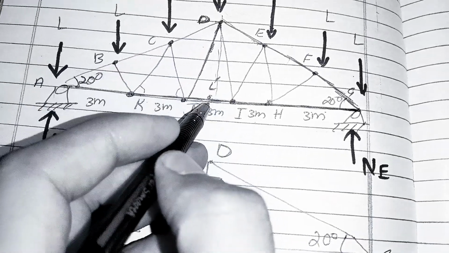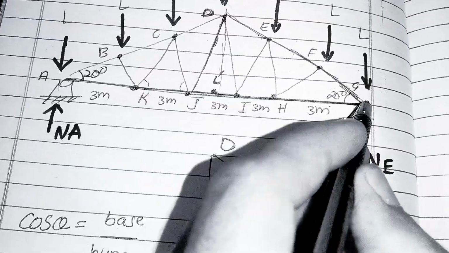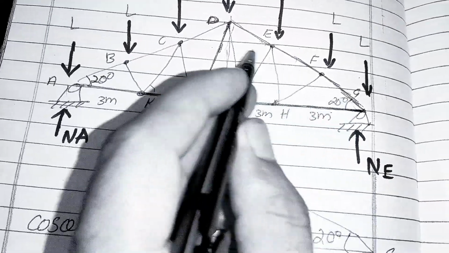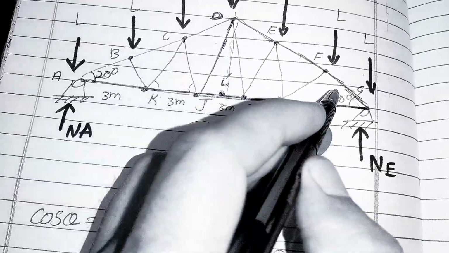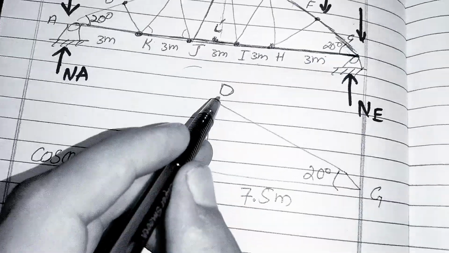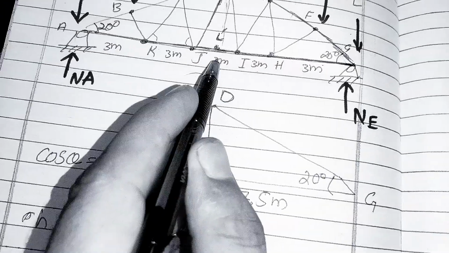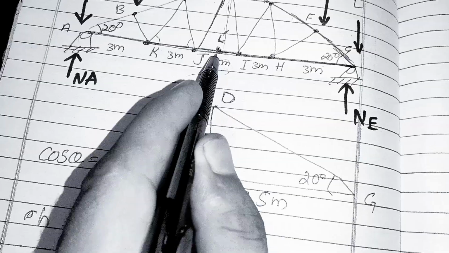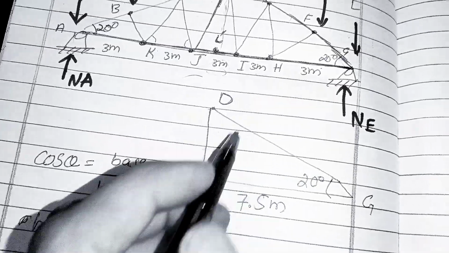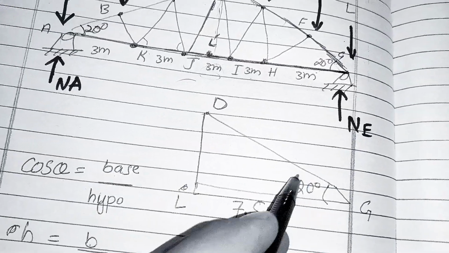So this is the mid of the triangle, which I name L, and G, D. I take this triangle D, L, G. The distance between is 1.5, half of 3. 1.5 plus 3 plus 3 is equal to 7.5 meters, and this angle is 20 degrees.